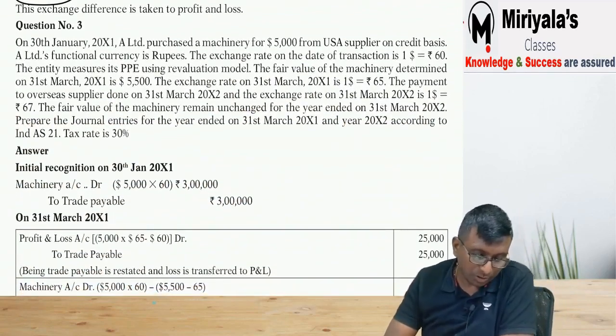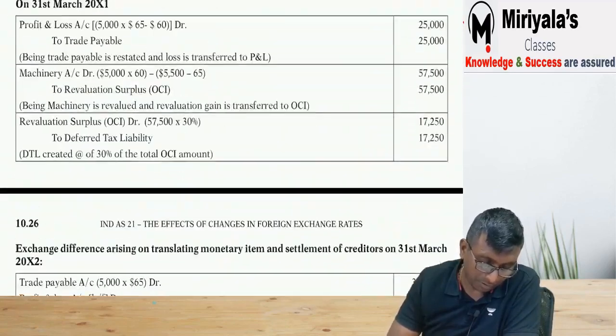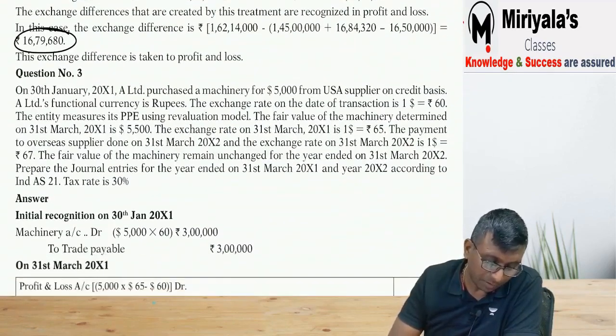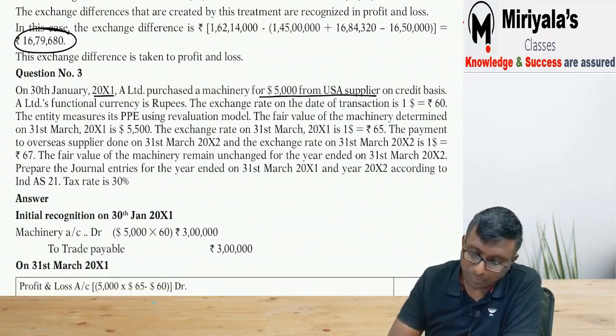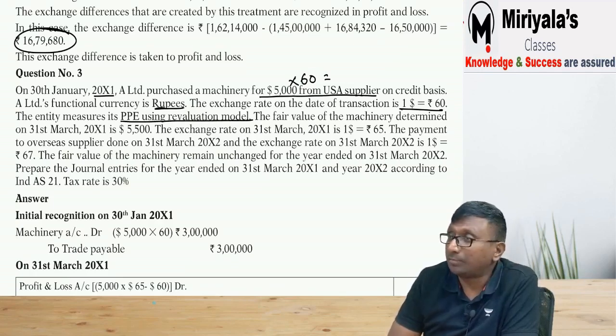Next two questions. You see, this is not a difficult sum actually. Okay, try reading what is there. On 30th January 2021, A Limited purchased a machine for $5,000 from a US supplier on a credit basis. A Limited's functional currency is the rupee. The exchange rate on that date is 60. The entity measures the PPE using the revaluation model.